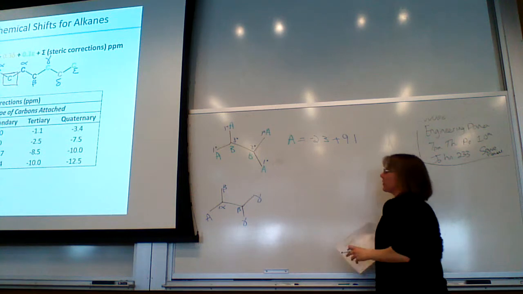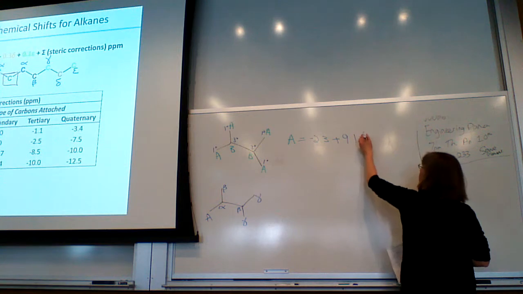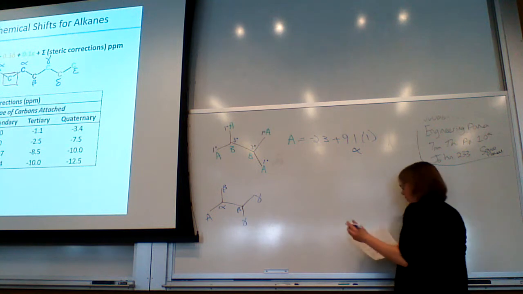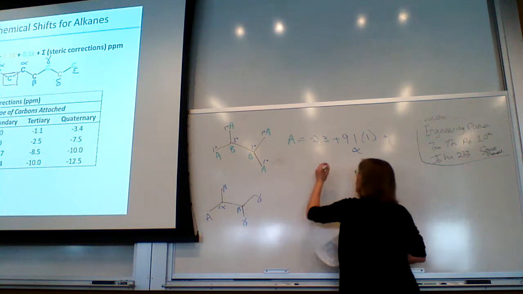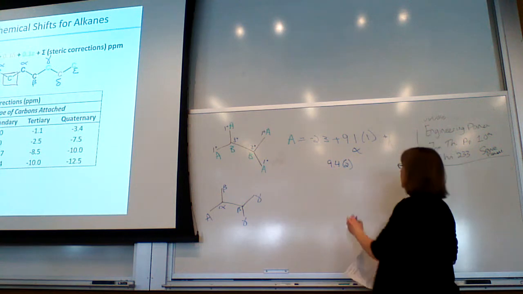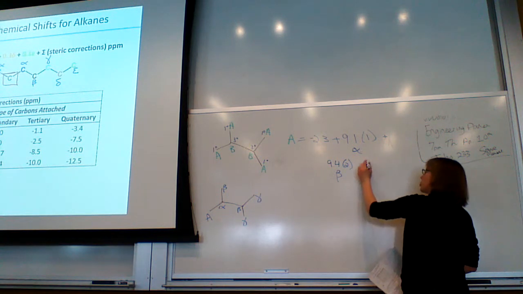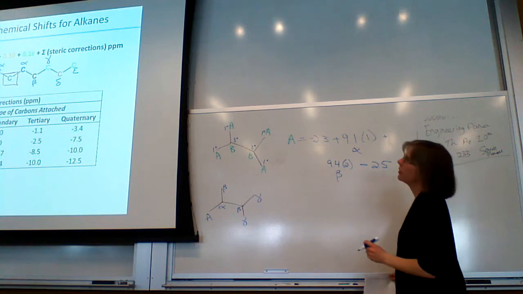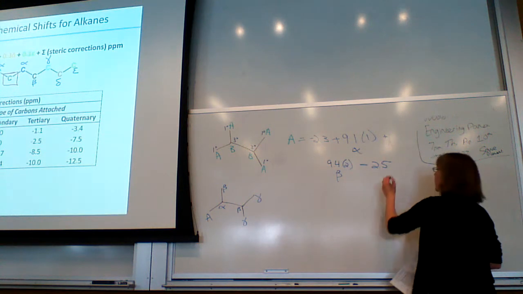So now we're going to correct for the number of alpha carbons there are. There is one alpha carbon, so we have 9.1 times 1 for alpha carbons. Then we're going to add 9.4 for the number of beta carbons, so we have 9.4 times 2 for the number of beta carbons we have. Then we're going to subtract 2.5 for the number of gamma carbons, and we've got 2 gamma carbons.